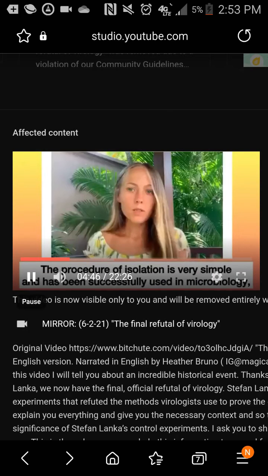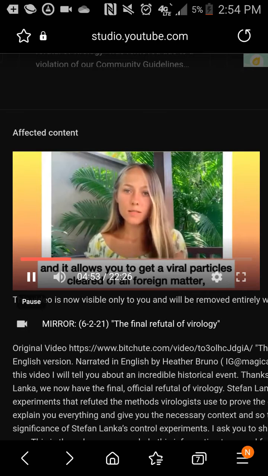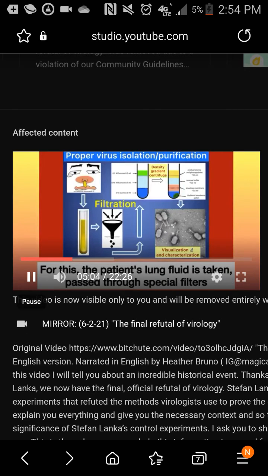The procedure of isolation is very simple and has been successfully used in microbiology, and it allows you to get viral particles cleared of all foreign matter. That is, a pure sample of a virus or something else that you want to study. For this, the patient's lung fluid is taken, passed through special filters to get rid of all large molecules and get a filtrate consisting of molecules measured in nanometers.